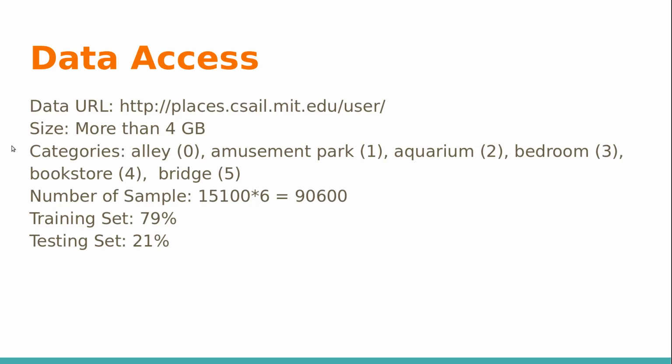The total size of my dataset is about 4 gigabits. The total number of samples is about 90,000 images, and for each of the categories, we have about 15,000 images. And I also split it into two parts. The first part is the training part, and it contains about 79% of the images, and the testing part contains about 21%.